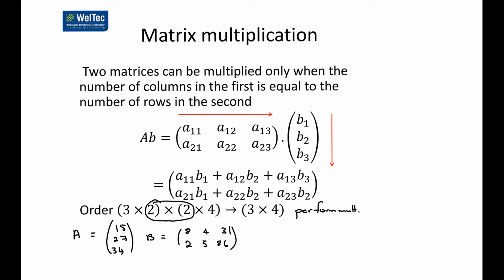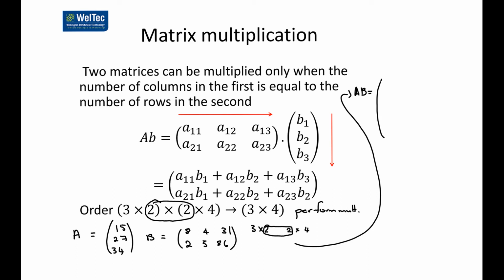Now the first check would be to see if we can do it. A is 3 rows by 2 columns, and B is 2 rows by 4 columns, and yes, this number is the same as that number, so yes, we can do that multiplication. All it is, we just follow the formula.